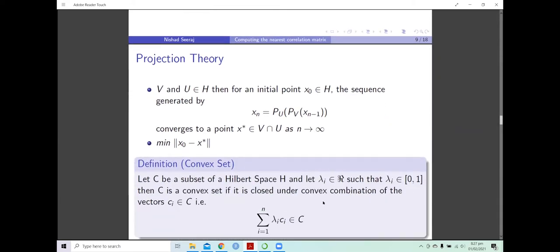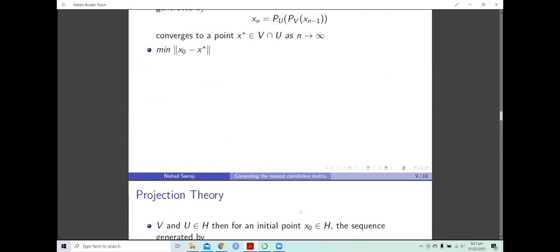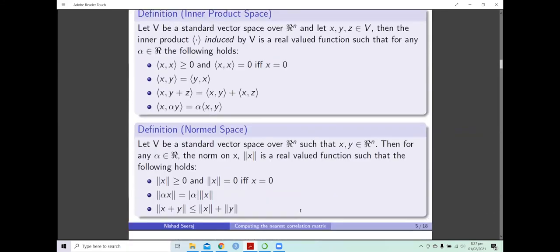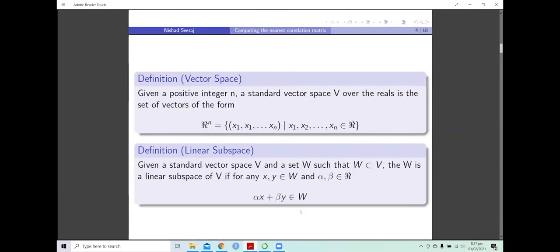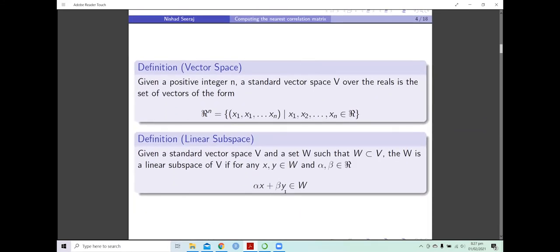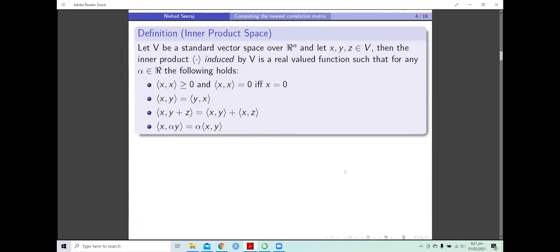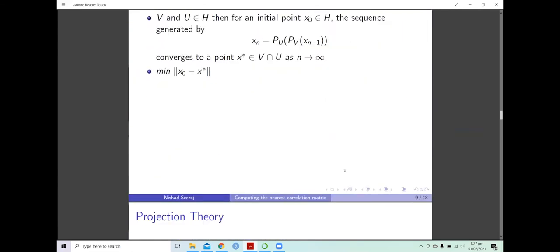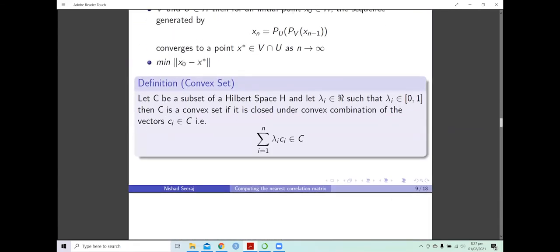And a convex set is, if you recall the definition of a subspace, it's a linear combination of vectors, right? A convex set is pretty much the same thing. You take a bunch of points inside the set. Right, so you have a set C, a convex set, and you take a bunch of vectors inside of it, a linear combination of vectors. And if that linear combination lies inside of the set C, then you know it's a convex set.